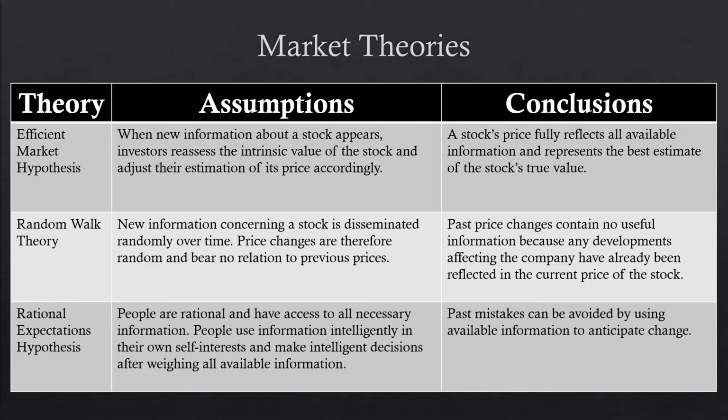So basically, this theory is saying that you can weigh the different information and you can avoid some past mistakes and anticipate the change in the market using this information. So this is actually one that has that little bit of human psychology in it. So it might be one that you might believe in. But yeah, those are the three market theories.